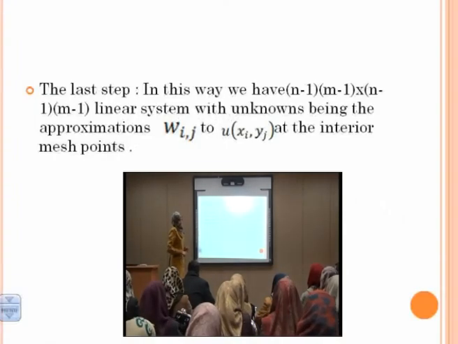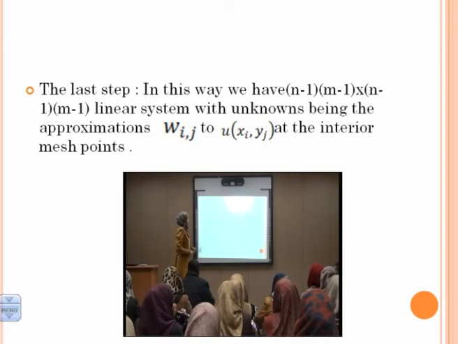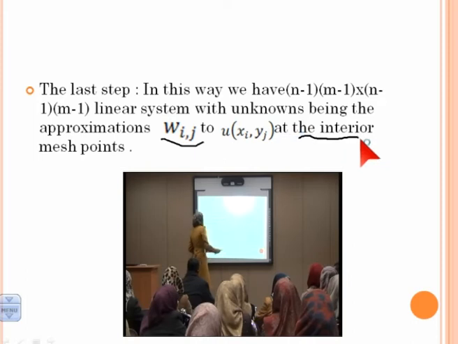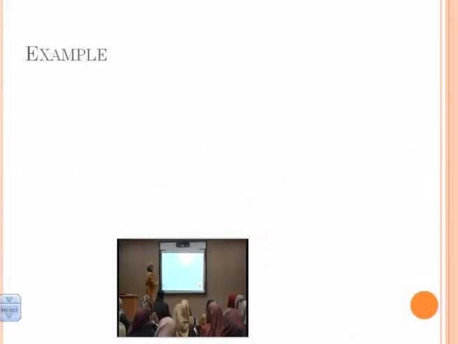And the last step. By using that method, we have an (n minus 1) times (m minus 1) by (n minus 1) times (m minus 1) linear system with approximations w_ij for the interior mesh points. I have here an example.